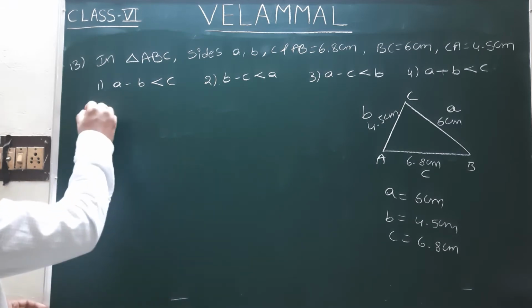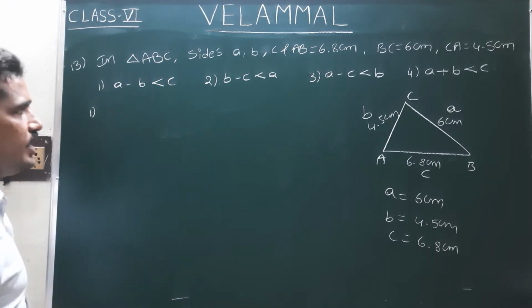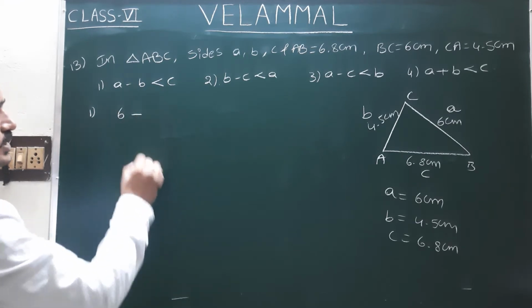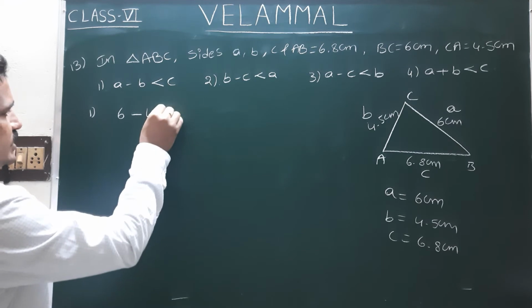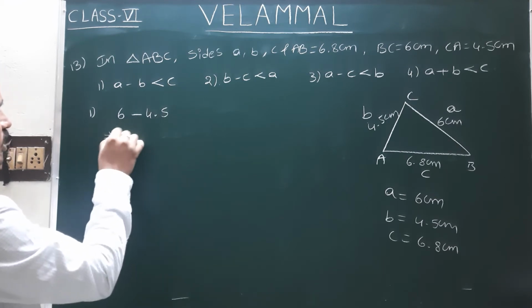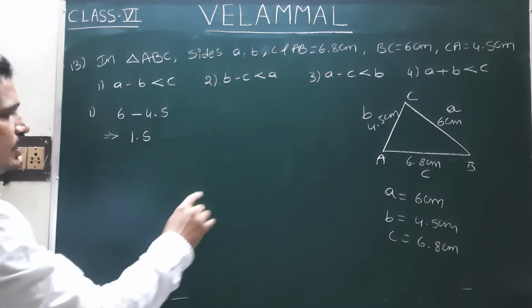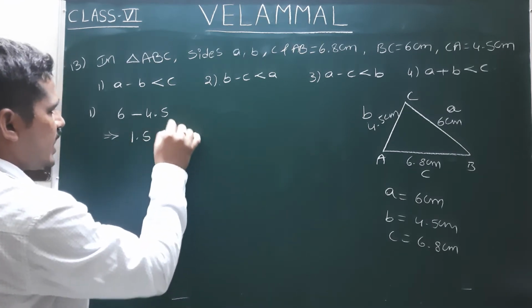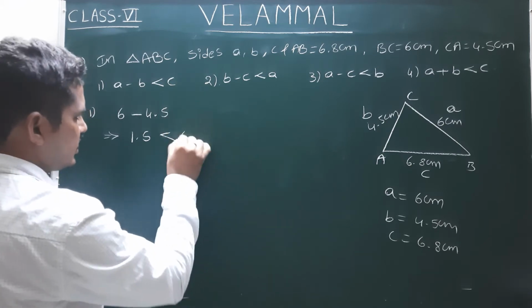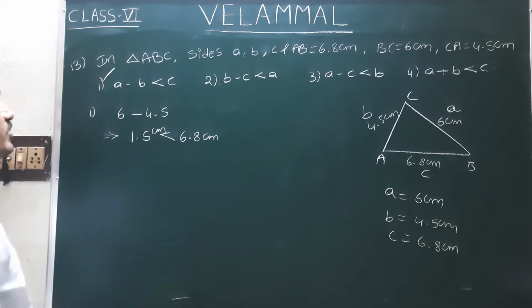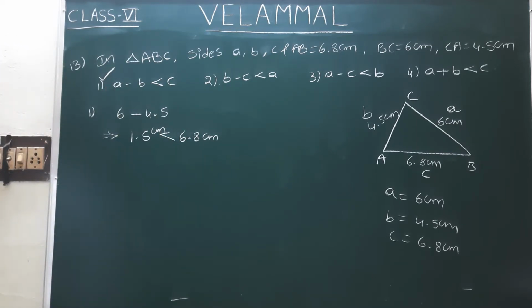First one, a minus b. The a value is 6 centimeter minus the b value 4.5 centimeter. If we subtract this, we will get 1.5 centimeter. This value is less than c, which is given as 6.8 centimeter. So this is a true statement. 1.5 centimeter is less than 6.8, so what we got is true.